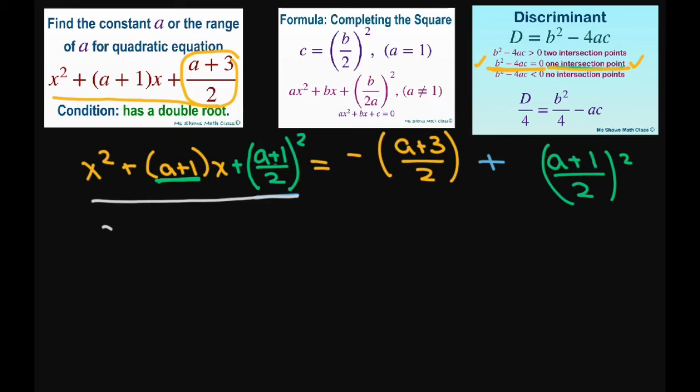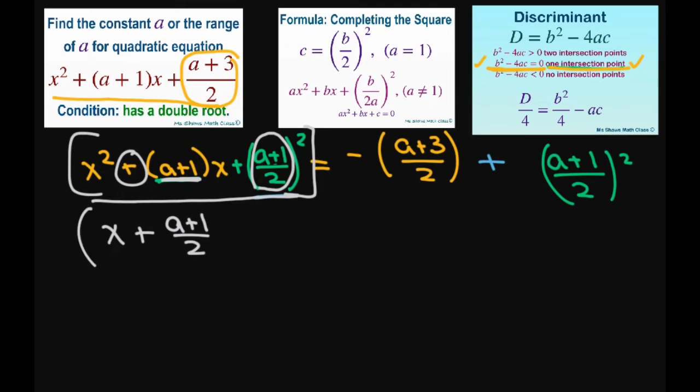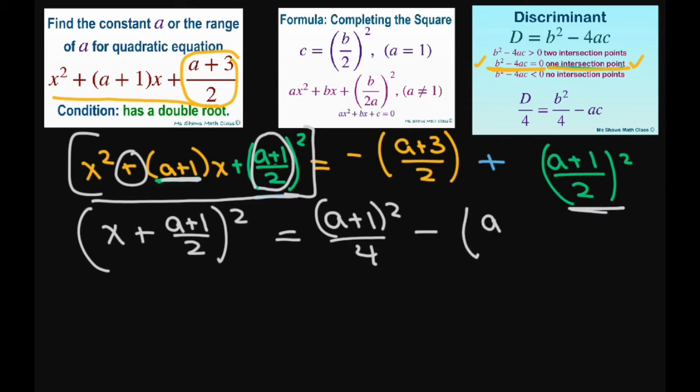Now I'm just going to condense this side here. This is going to be x, because this is a perfect square trinomial. So we have x, use your first operator, plus this b divided by 2, which is (a plus 1) divided by 2, and this is all squared. Now for this side, let me write this as (a plus 1) squared divided by 4 minus (a plus 3) divided by 2.